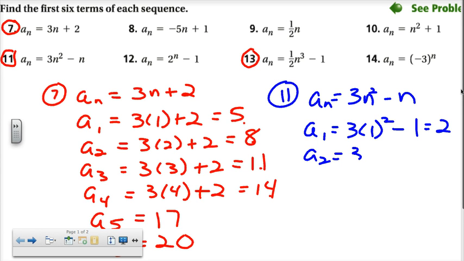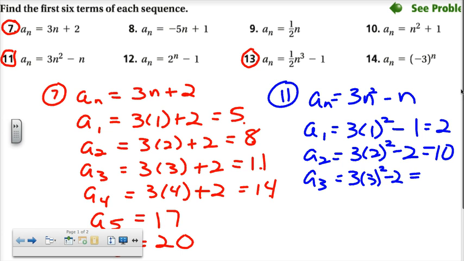To find the second term, we'll need 3 times 2 squared minus 2. Well, 2 squared is 4, 4 times 3 is 12, and 12 minus 2 is 10. Third term, 3 times 3 squared minus 3. So 3 squared is 9, 9 times 3 is 27, and 27 minus 3 is 24.